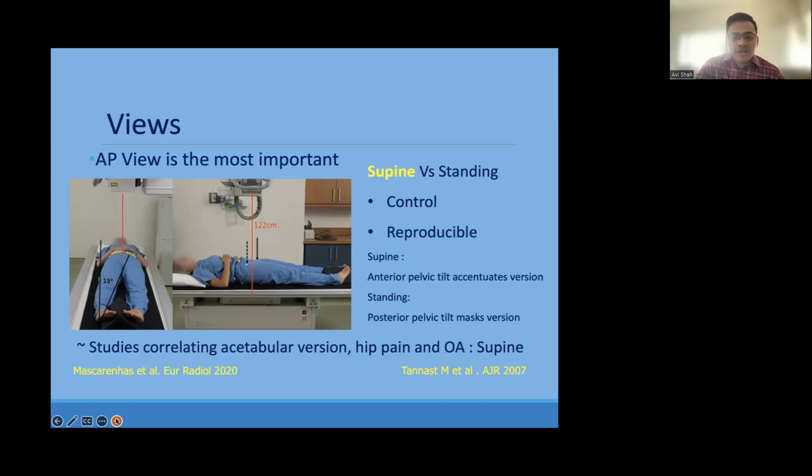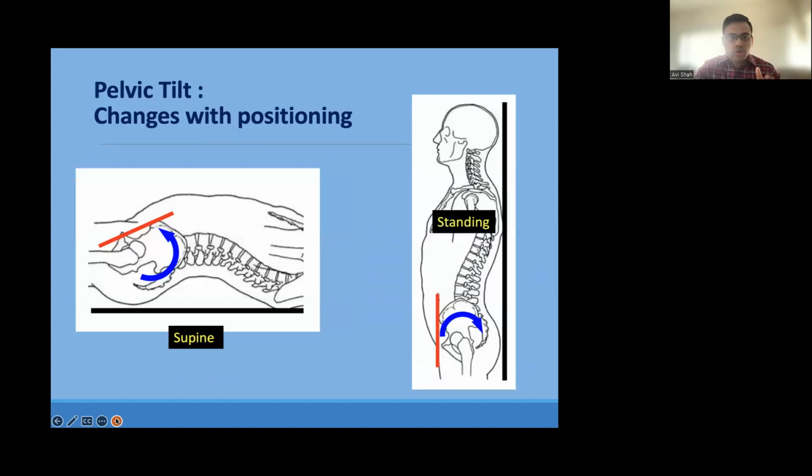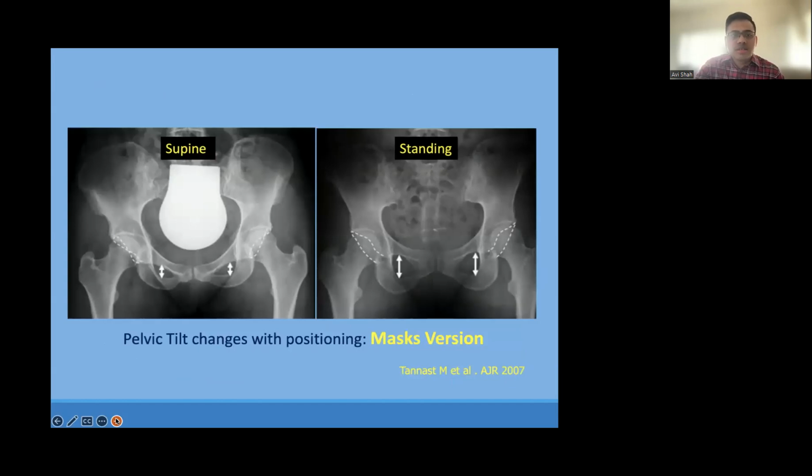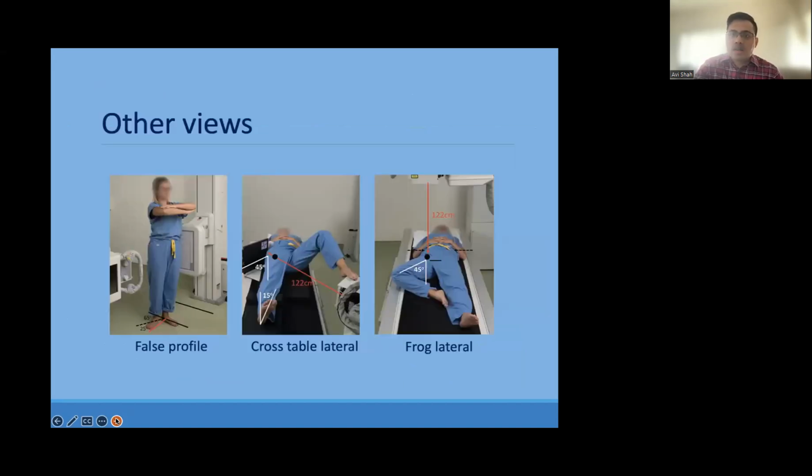But most studies and literature have used the supine view, and this is what I use on a regular basis. As you can see here, in supine and in standing, if the positioning is not done properly, you can have pelvic tilt, which will change all the parameters that you will see on the X-ray. This is a supine and standing X-ray of the same patient, and you can see the pelvic tilt changes with the position. There are other views which are important, such as the false profile view, the cross table lateral view, and the frog lateral view, which give us other views of the hip joint.